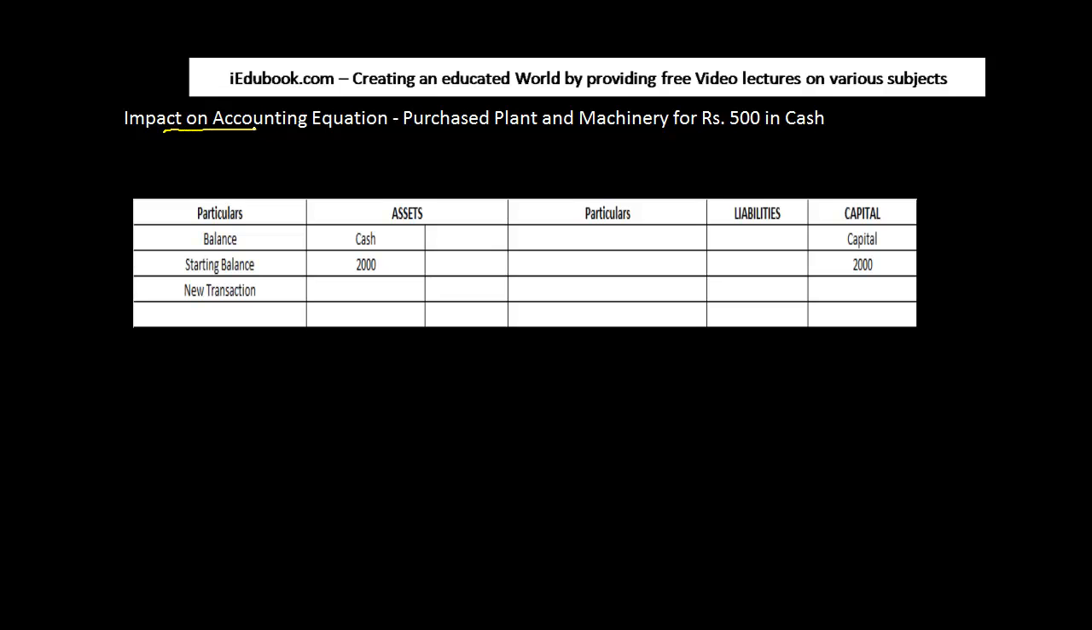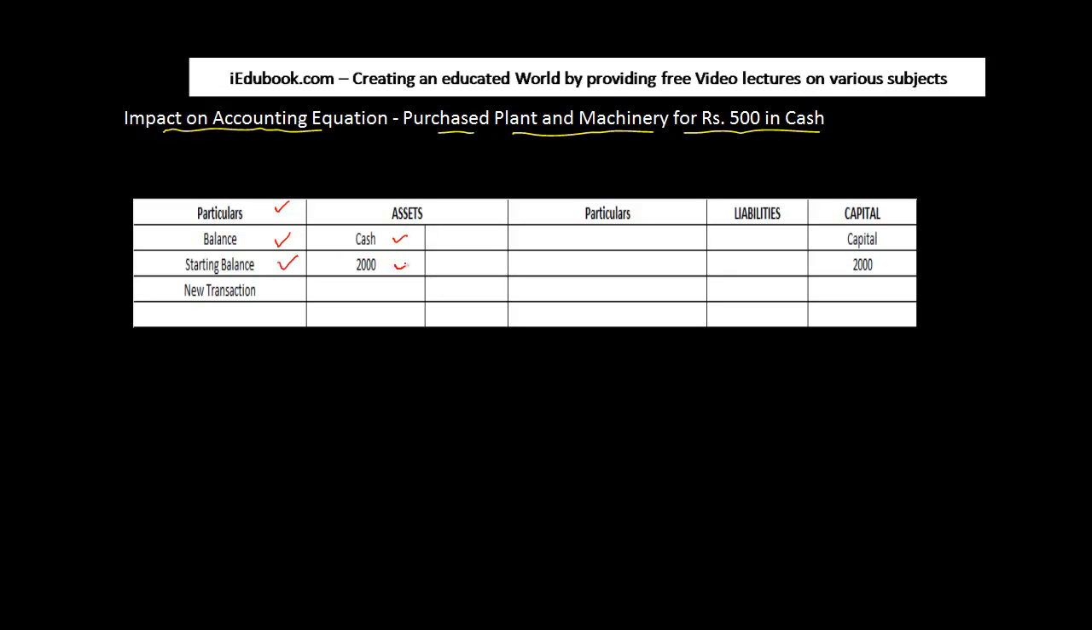Impact on accounting equation: purchased plant and machinery for rupees 500 in cash. Okay, so you are given an accounting equation. Let us first scan through it to see what all is given. So in the particulars you have balances. The starting balance is there.